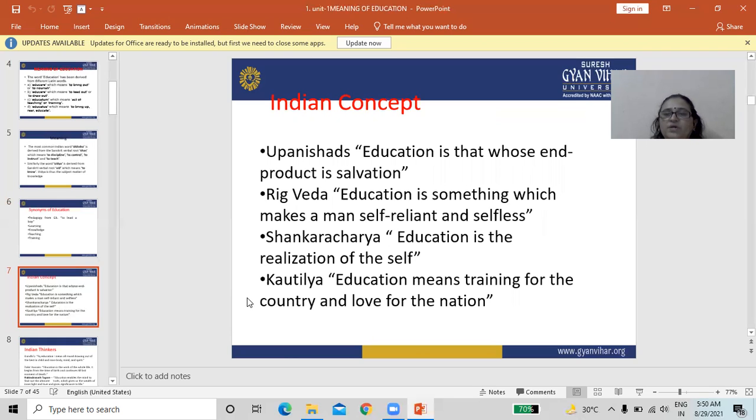Next definition of education, according to Shankaracharya, education is the realization of the self. According to Kautilya, education means training for the country and love for the nation. Kautilya included the word training in education. It means education trains the student to develop love for the country.